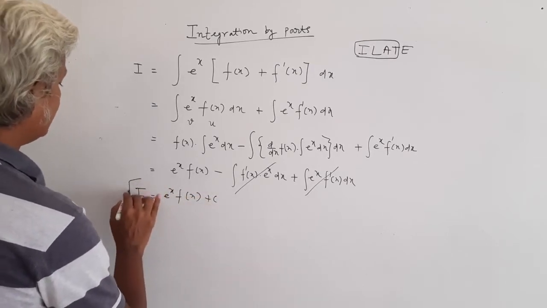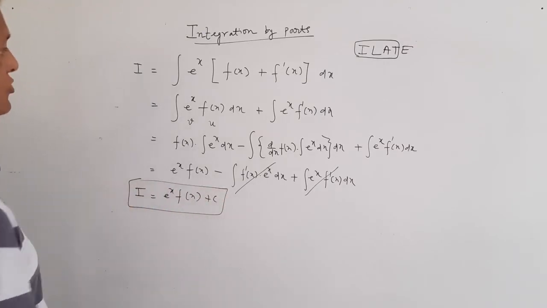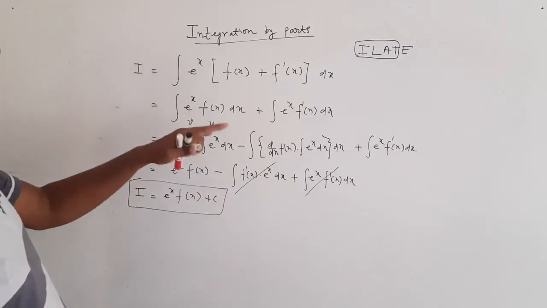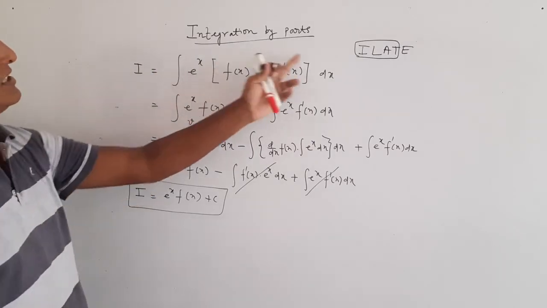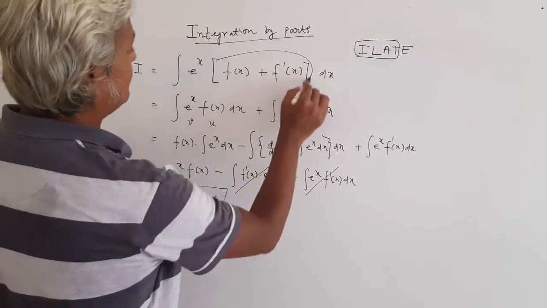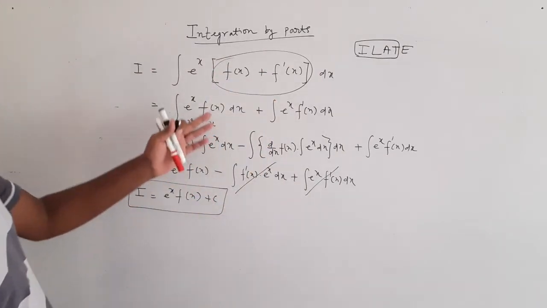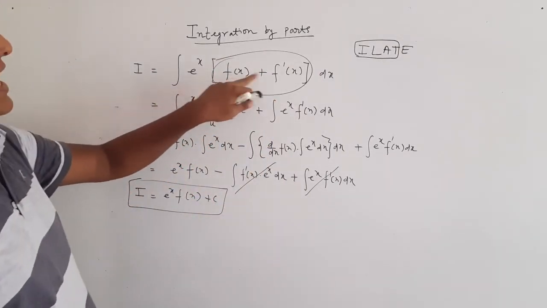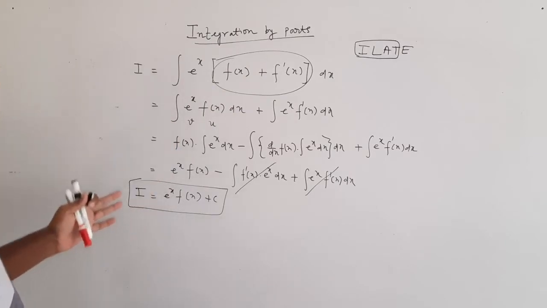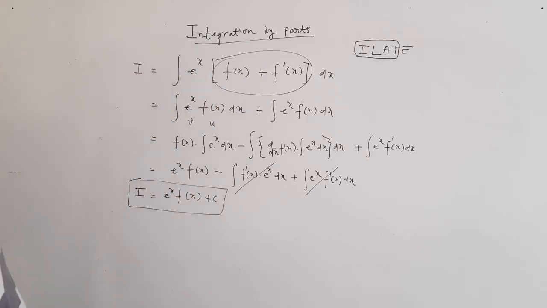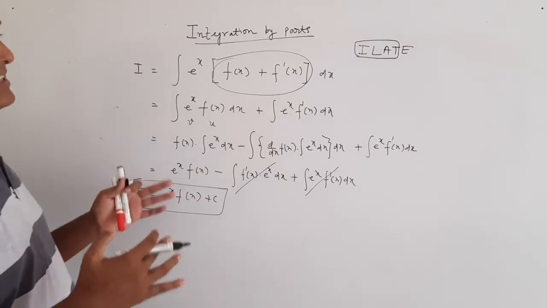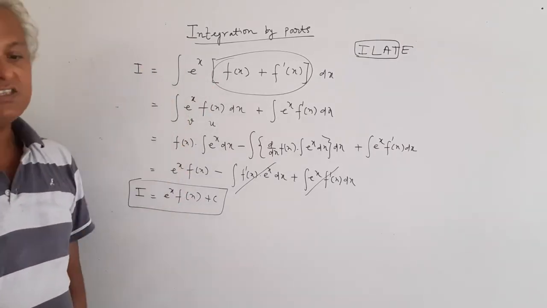So this is the special form. If the given expression is in this form, and you express the sum in such a way that one part is the function and the other is its very own derivative, then your answer will be e to the power x times f(x), using this same concept. Now let me take some examples to demonstrate this theorem.